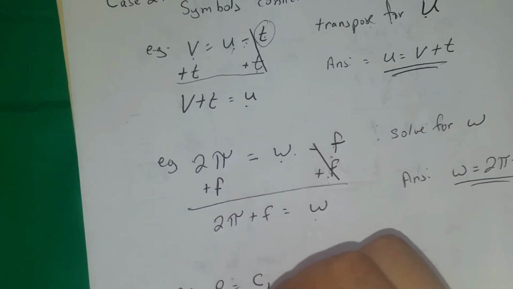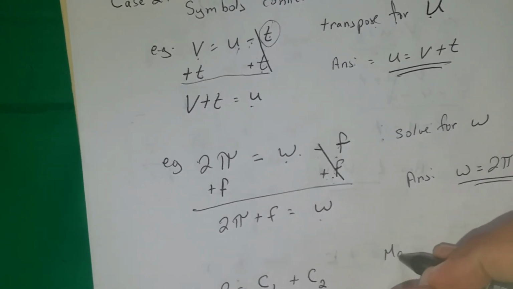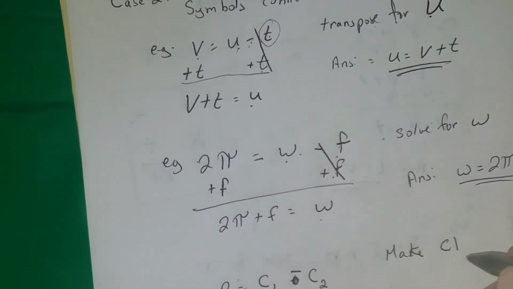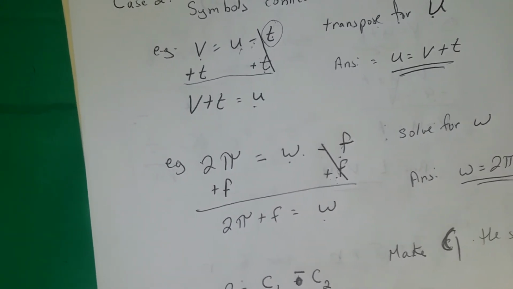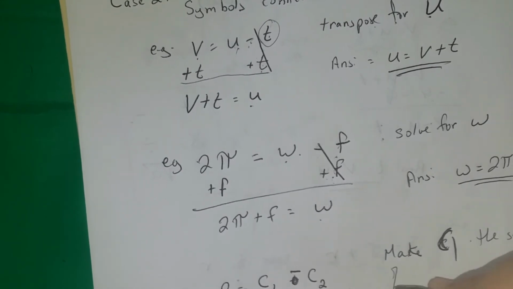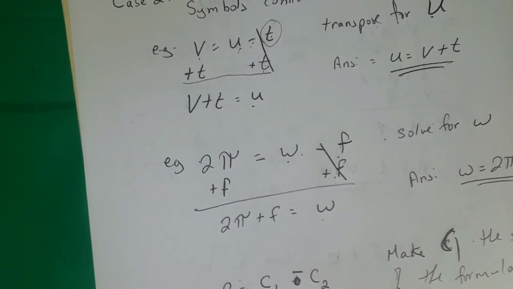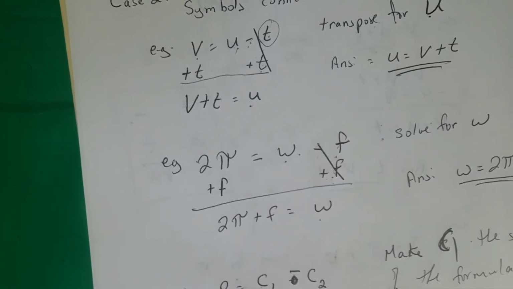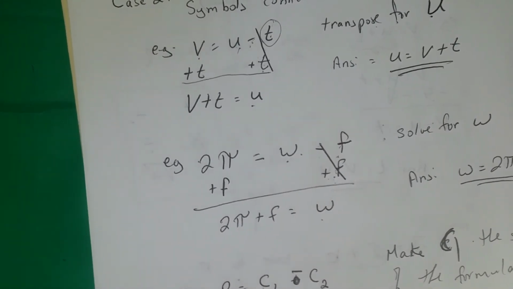R equals C1 minus C2, and let's say make C1 the subject of the formula. Make C1 the subject of the formula. What does that mean? It means that you need to leave C1 by itself. And what is there apart from C1? The C2. So what we need to do is get rid of the C2.